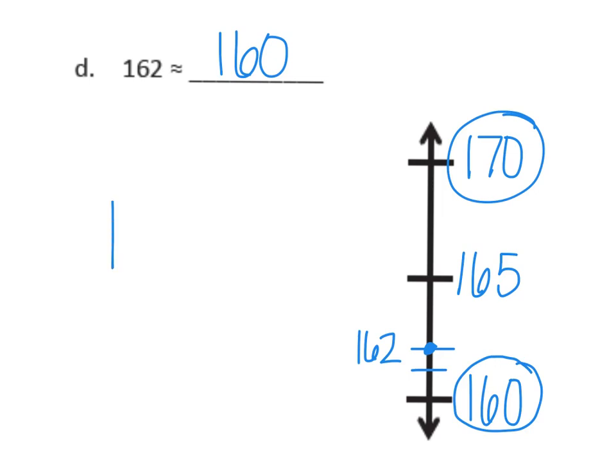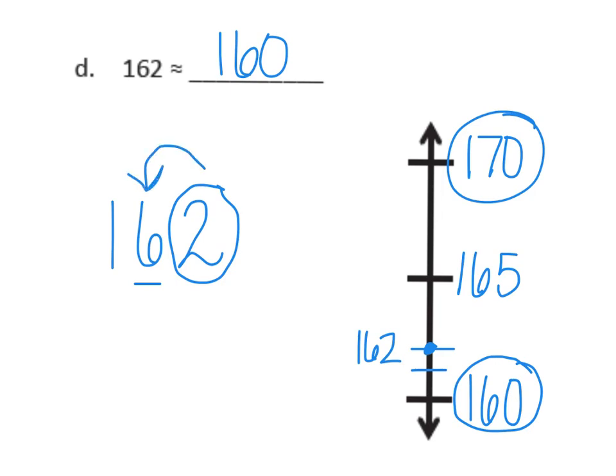If you wanted to use the Shenango Bridge method, you would rewrite 162. You would underline the digit in the tens place, which is the 6. You would circle the digit to the right, which is 2. The circle digit is the boss man and tells the 6 what to do. So since 2 is less than 4, it is going to tell the 6 to stay where it is. So 162 rounds to 160.